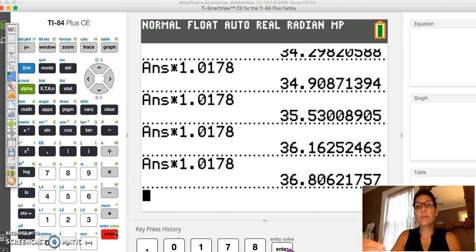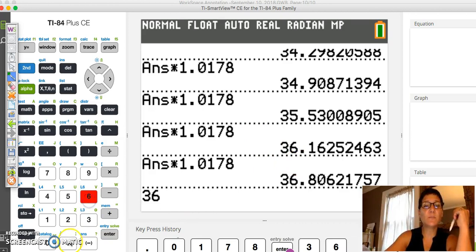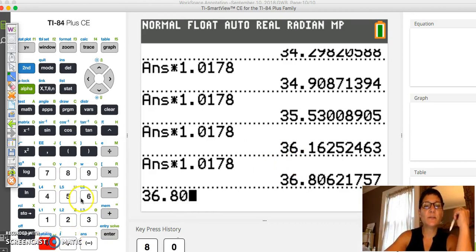So you're knowing that it's exponential. You're growing exponentially because you are multiplying by 1.0178. Now, if you said to me, how do I know what the percentage of increase is? I could give you tables and we'll talk about that in a little bit. But here's what I want you to do. Take this number right here and divide it by this number right here. Do you want to guess what that number would be? Let's find out what it is. 36.80621757, right? You should be doing it too.